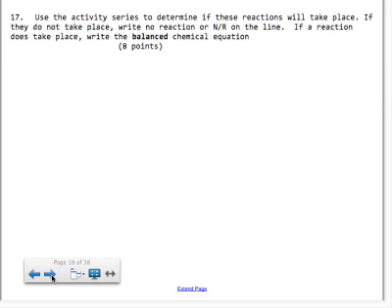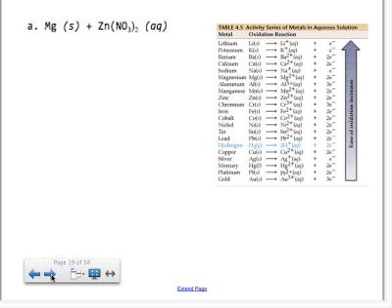So, okay, use the activity series to determine if these reactions will take place. If they do not, write NR for no reaction. If they do, make sure they're balanced. All right, solid magnesium and aqueous zinc nitrate. Well, let's take a look. Magnesium is here on the activity series, and zinc is about 3 spots down.